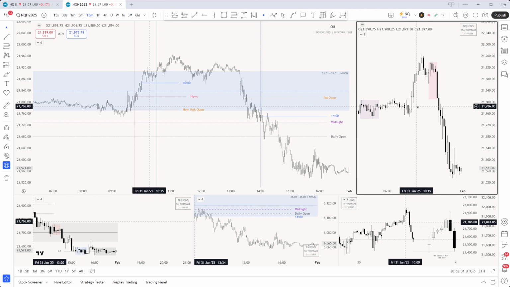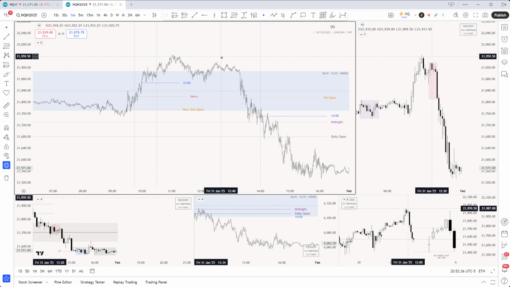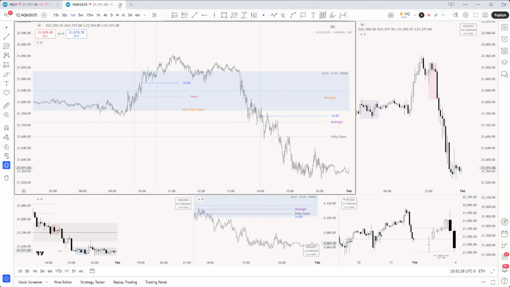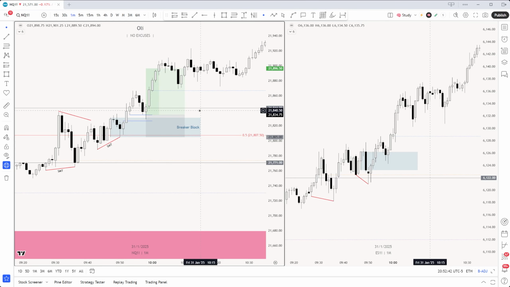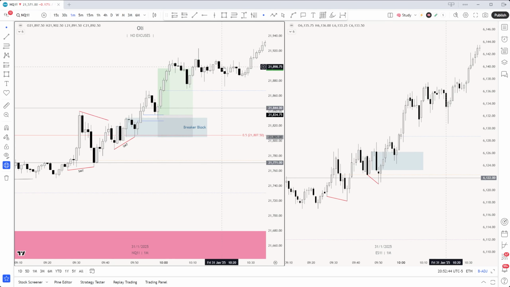But I use it for sessions mainly. So it's just to keep track of the bigger picture, but I'm mainly just looking at my 1 minute because I have a clear plan, right? Let me just close this and we'll look at this. So all of this time, I'm just looking at short.